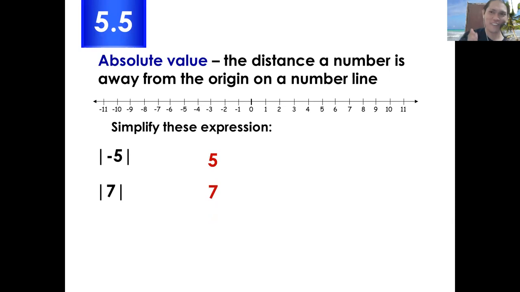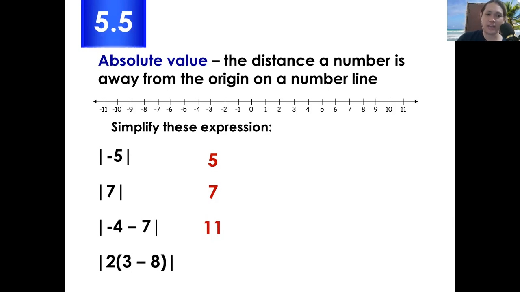So easy, right? Very easy. Now, the absolute value of negative 4 minus 7: negative 4 minus 7 gives you negative 11, so the absolute value of negative 11 is 11. And lastly, 3 minus 8 is negative 5, times 2 gives you negative 10. When you get its absolute value, that gives you positive 10. So all values of your absolute value are positive. Why positive? Because there is no such thing as a negative distance. We're talking about distance here.